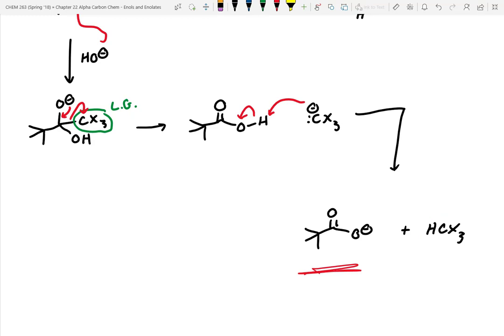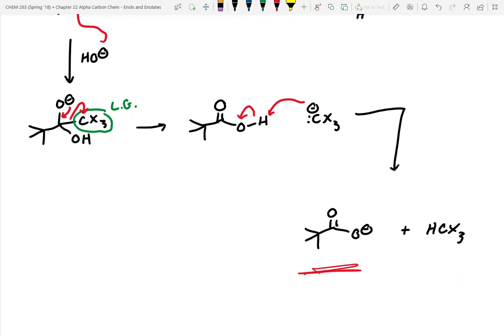The one we did in lab was with chlorine. So what you ended up making in lab was HCCl3. And so you ended up making chloroform in that reaction. Chloroform is really volatile. It evaporates out of the reaction, doesn't form a precipitate.